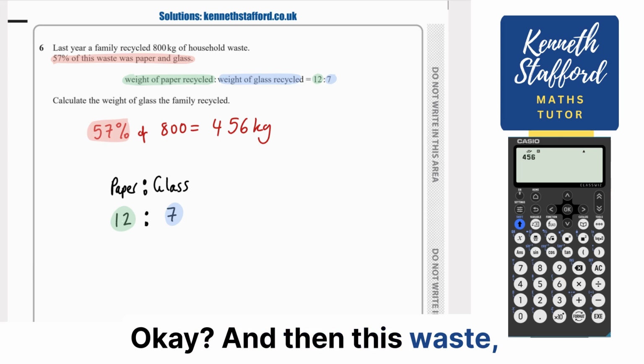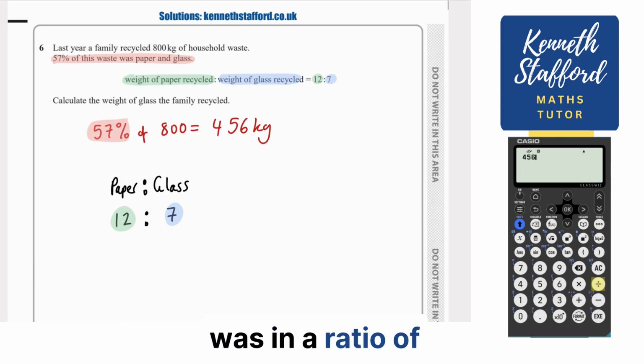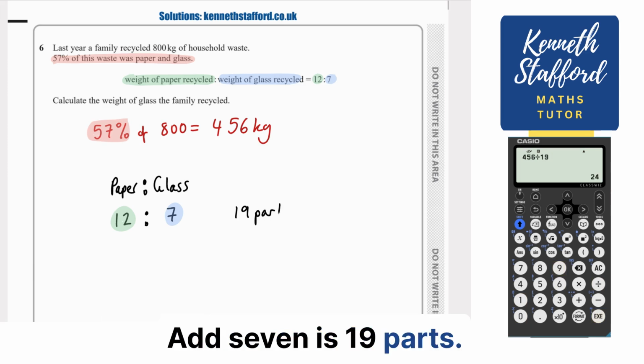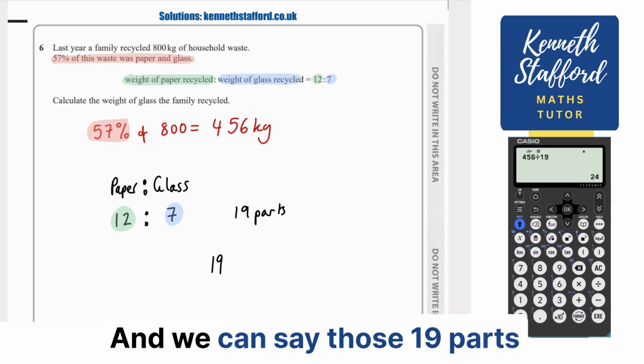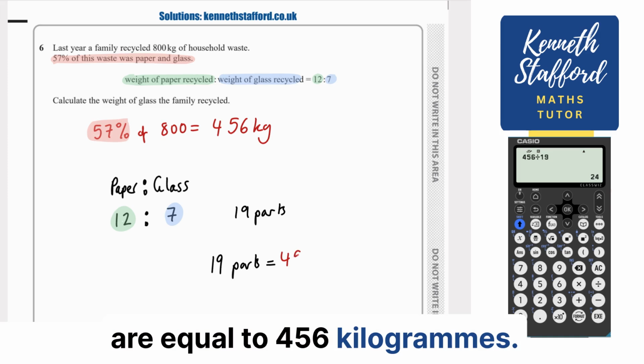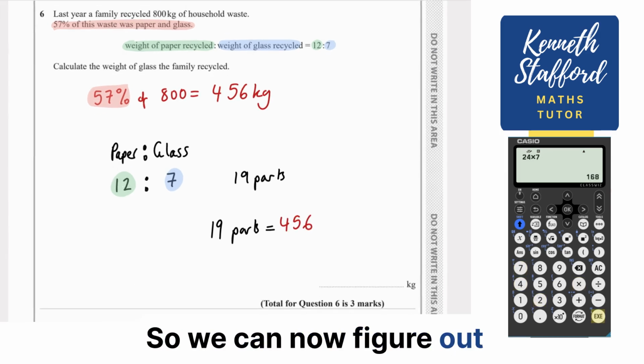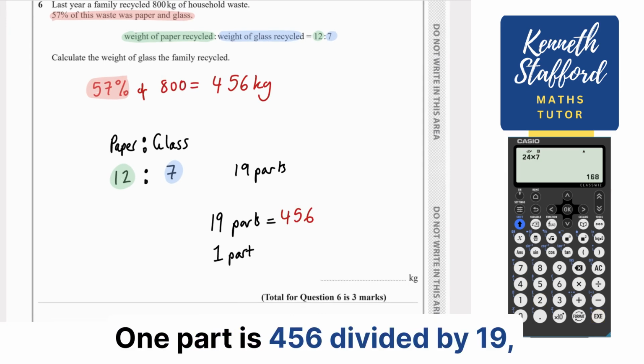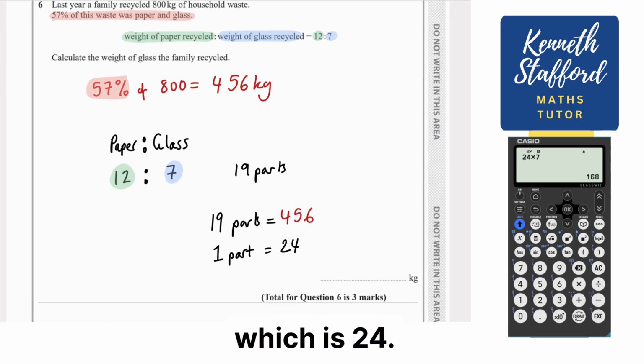Okay, and then this waste paper and glass was in a ratio of 12:7, which means 19 parts. 12 add 7 is 19 parts. And we can say those 19 parts are equal to 456 kilograms. So we can now figure out what one part is. One part is 456 divided by 19, which is 24.